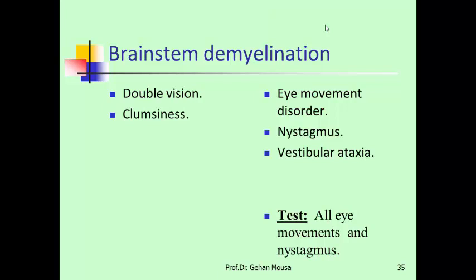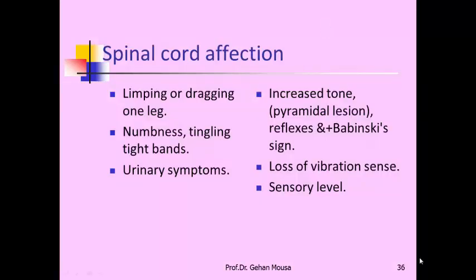Eye movement may be affected as a result of involvement of the third, fourth, and sixth cranial nerves. Double vision may occur. Clumsiness may occur due to incoordination and involvement of the eighth cranial nerve with its connection with the cerebellum and vestibular system. Cranial nerve examination should be done.